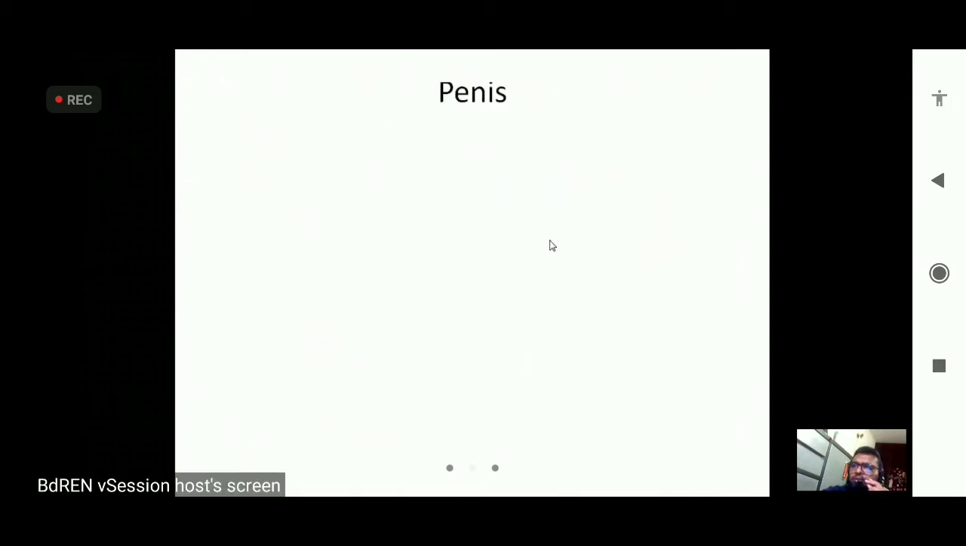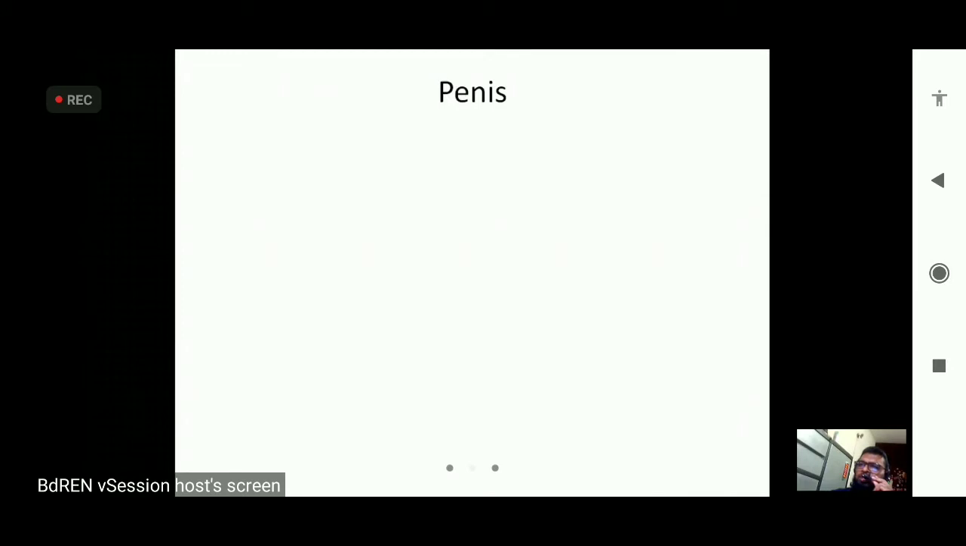Now let us get to the penis, which is very common in the sense that some people consider it the most important male reproductive organ, but from an anatomical and embryological point of view, it is not like that. We consider the primary sex organ of the male to be what? Testes. Which one? Testes.